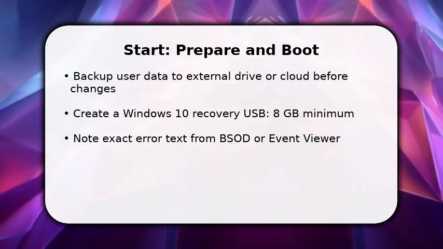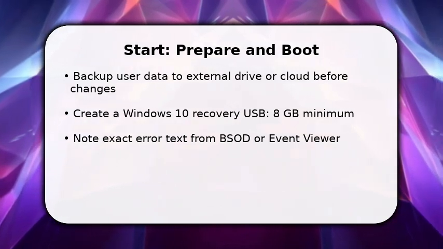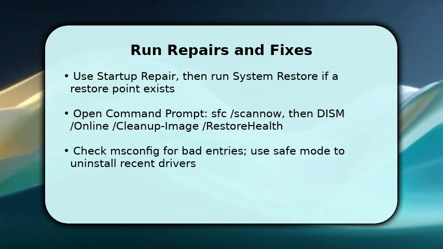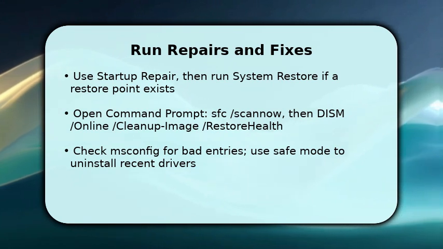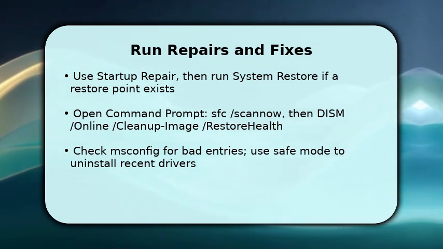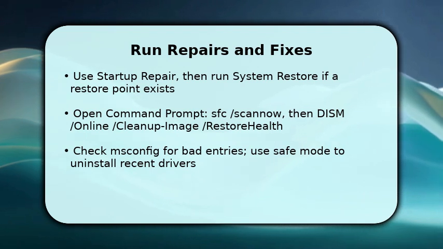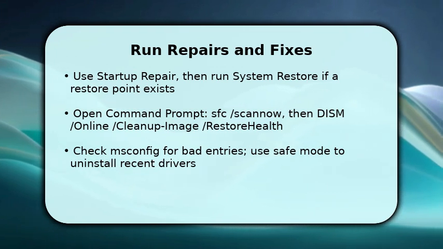Now run the built-in repairs. Try Startup Repair first because it fixes boot issues automatically. If that doesn't work, use System Restore to roll back recent changes. Next, open Command Prompt and run sfc /scannow to repair system files, then dism /online /cleanup-image /restorehealth to fix the Windows image. These address corrupted components. Make sure to reboot between steps.